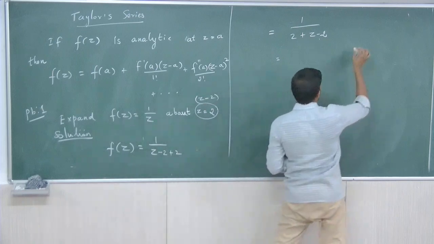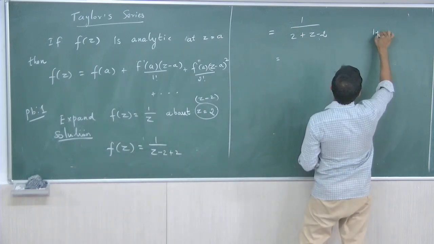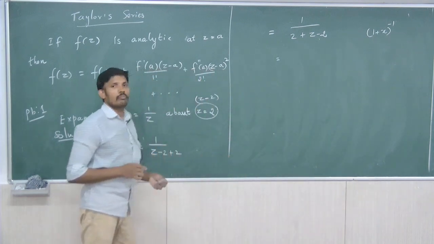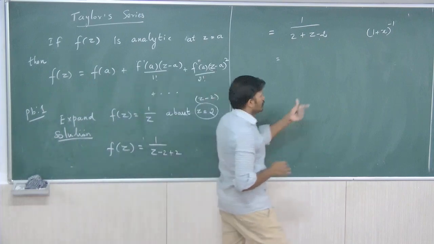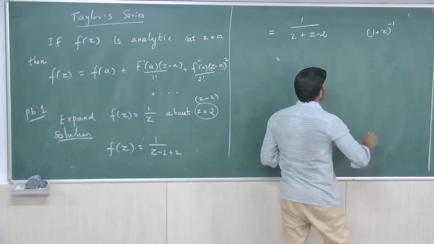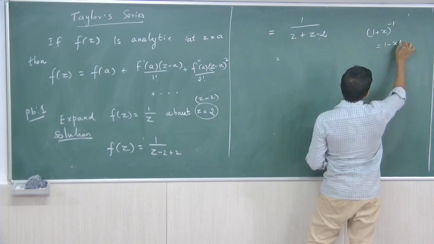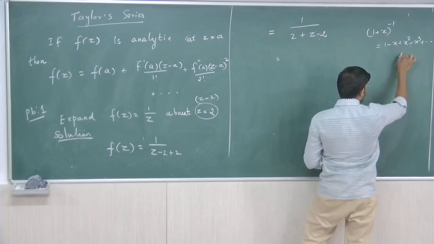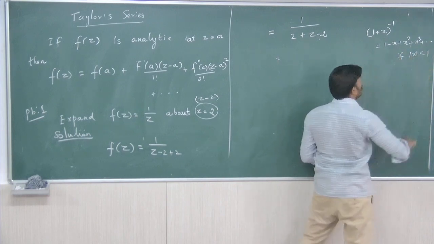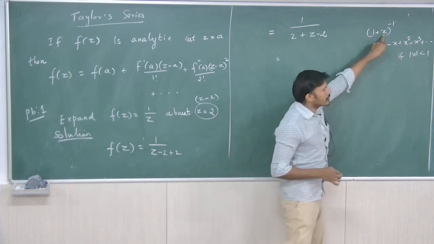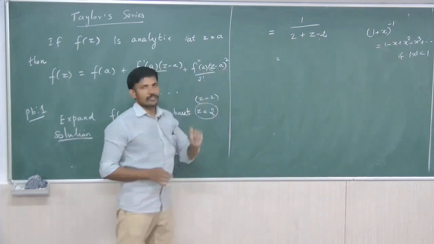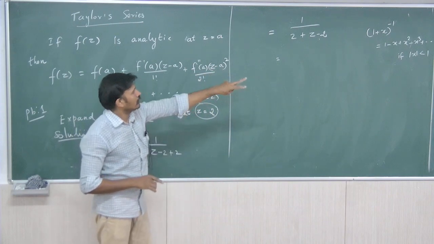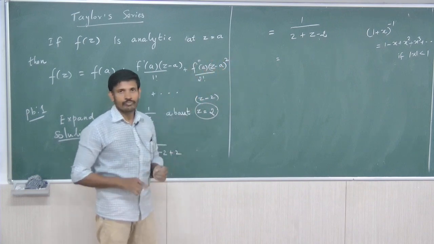So the binomial expansion formula is: 1 plus x whole power minus 1. That means the expansion for this expression is 1 minus x plus x square minus x cube plus and so on, if modulus x is less than 1, that is, if the value of x is between minus 1 and plus 1. The formula is applicable, right? So I am going to use that expansion here.